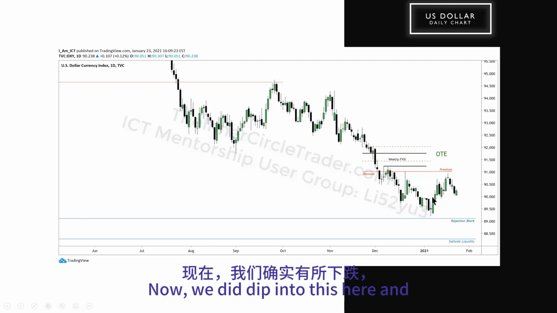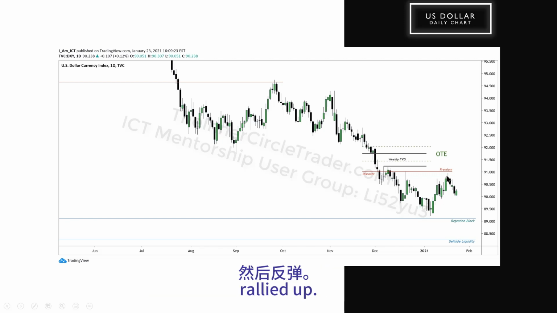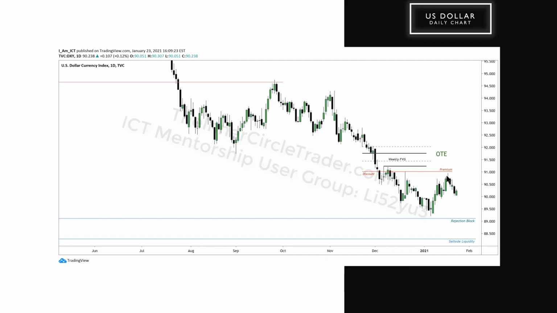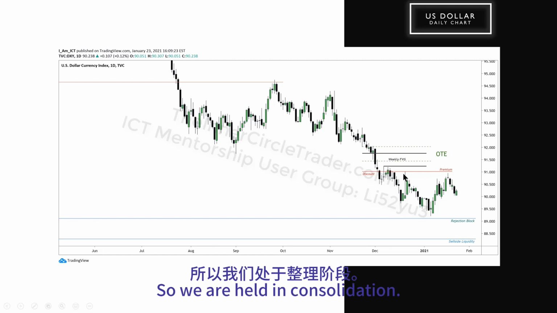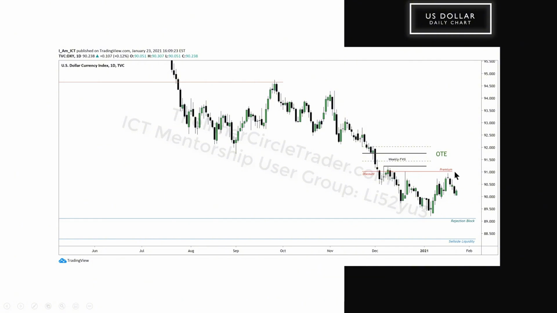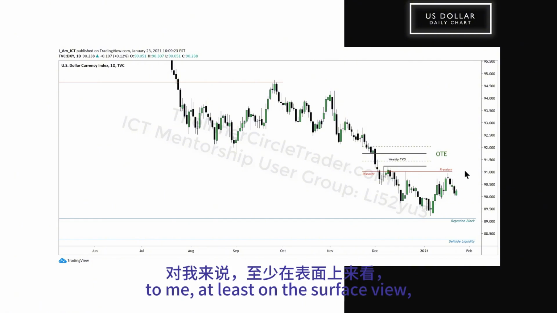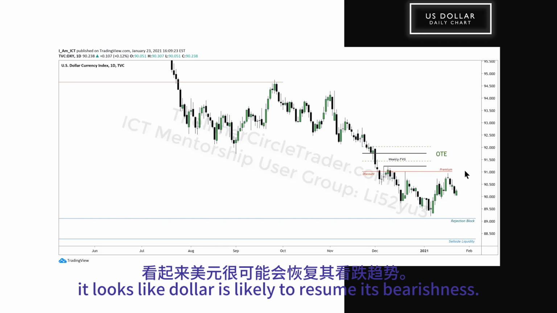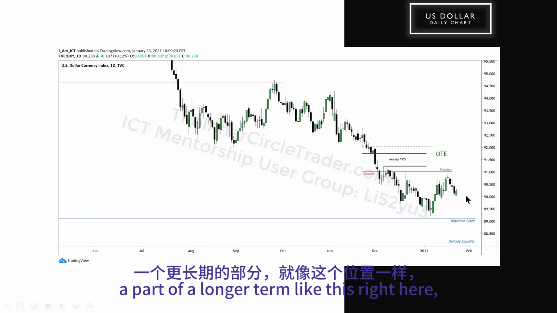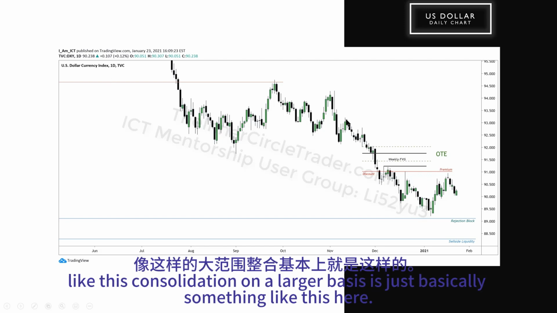Now we did dip into this here and rallied up, and it felt as if they were going to go into at least the premium level. Didn't do it. So we are held in consolidation. The fact that we have not run to a premium, to me, at least on the surface view, looks like the dollar is likely to resume its bearishness. And this was just a consolidation, a part of a longer term. Like this consolidation on a larger basis is just basically something like this here.